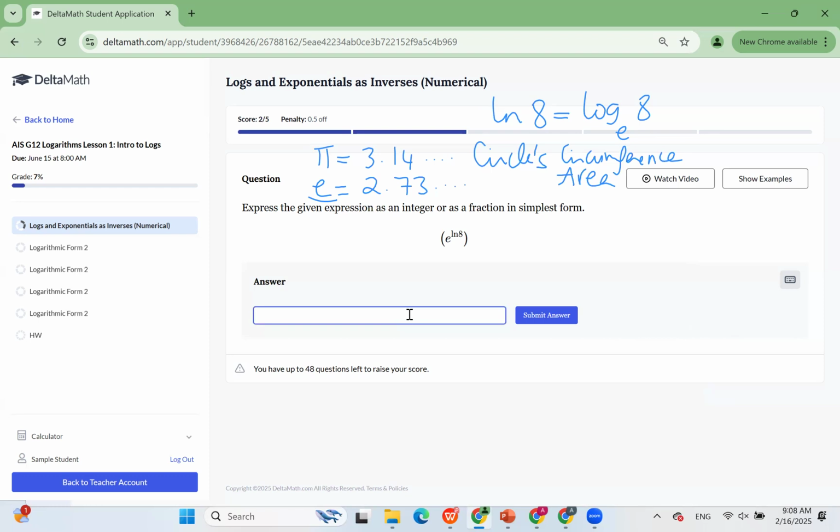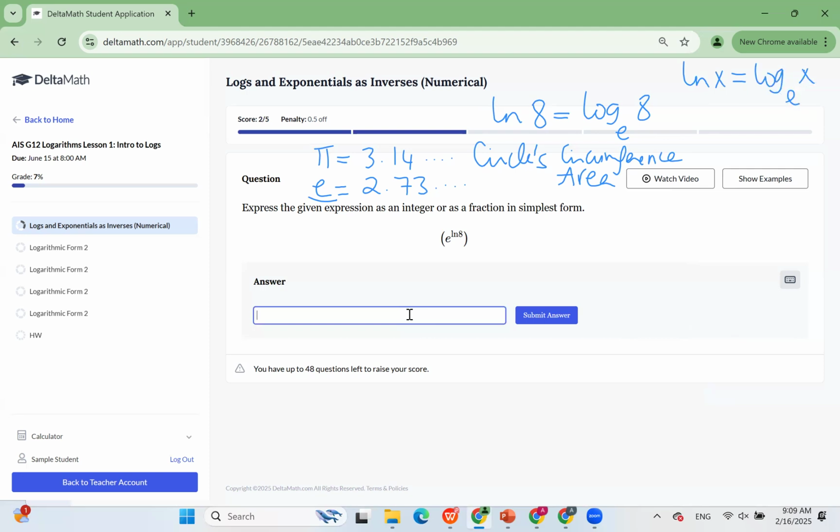So e has a lot of applications in modeling, and it is equal to 2.73 and then other decimal numbers that we are not really interested in right now. So the e is a number like any other number. And we have something called the natural logarithm. So ln x is the same as log base e of x.